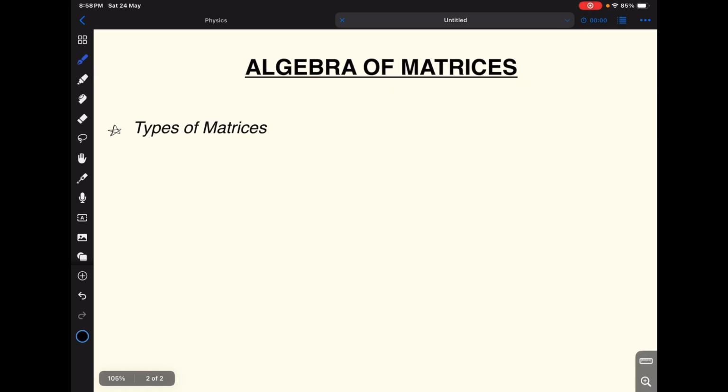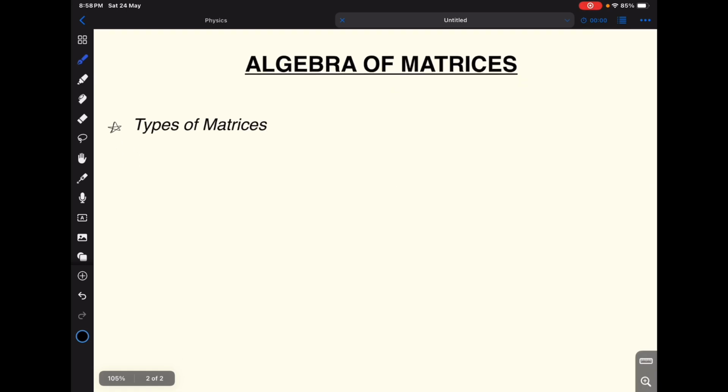So today we are going to learn a new topic, algebra of matrices. Before knowing what the types of matrices are, we need to know what a matrix is. A matrix is a rectangular array of numbers, real or complex. That array is called a matrix. The horizontal lines of numbers are called rows and the vertical lines of numbers are called columns. The data we write inside are called the elements or entries.